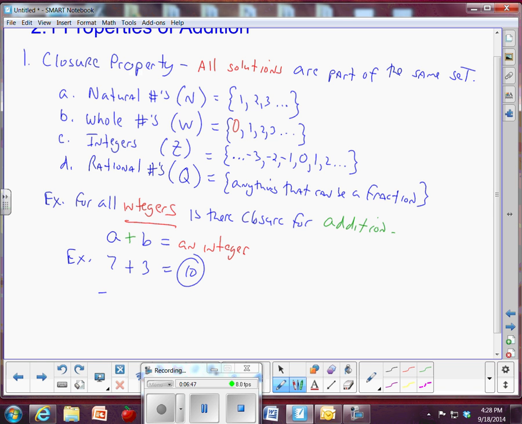You can do this. How about negative 9 plus 2? Both integers, right? Negative 9 is an integer, 2 is an integer. What do you get when you add them up? Negative 7. Is negative 7 an integer? Yes, it is. Okay, it works.